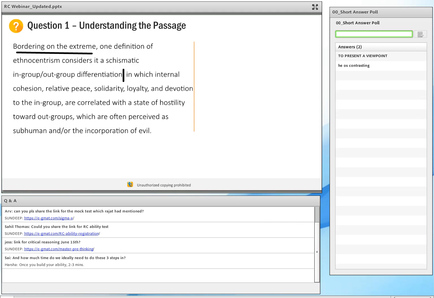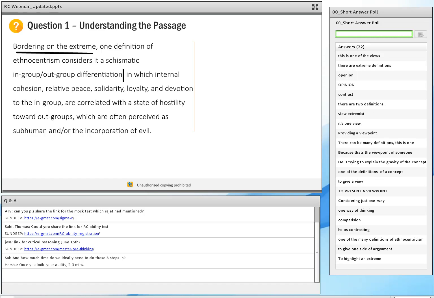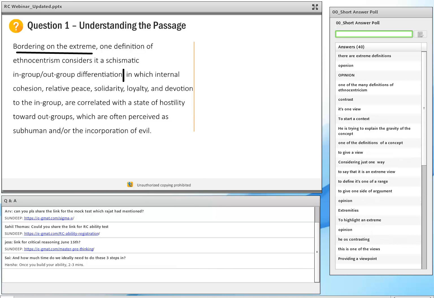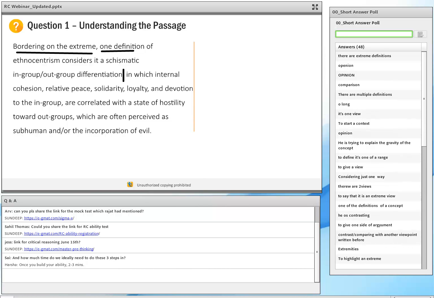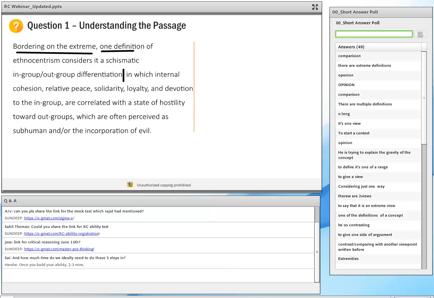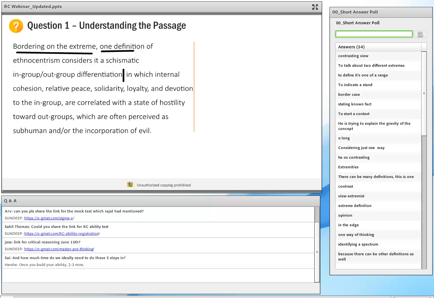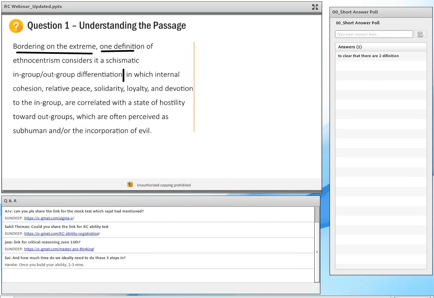To present a viewpoint. Okay, he's contrasting. All right, it's one of the extreme definitions. So it says this is one of the extreme definitions. This is an edge case, as you may call it. And then he says one definition of ethnocentrism considers it a schismatic in-group out-group differentiation. Now, when you look at this, to be clear, there are multiple definitions. There could be at least two, but there could be more than two as well.